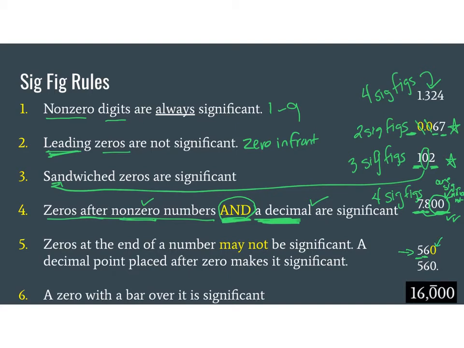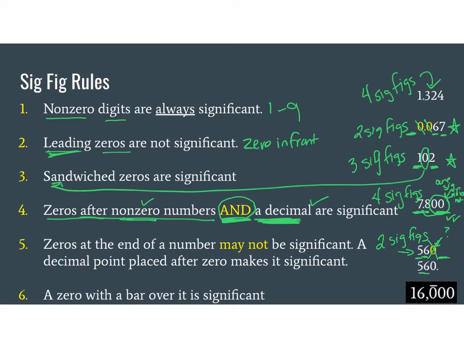And then I have this 0. So are you significant? Let's read that last sentence again. A decimal point placed after a 0 makes it significant. So there's nothing after this, so this 0 is not significant. So 560 with no decimal place is 2 Sig Figs.